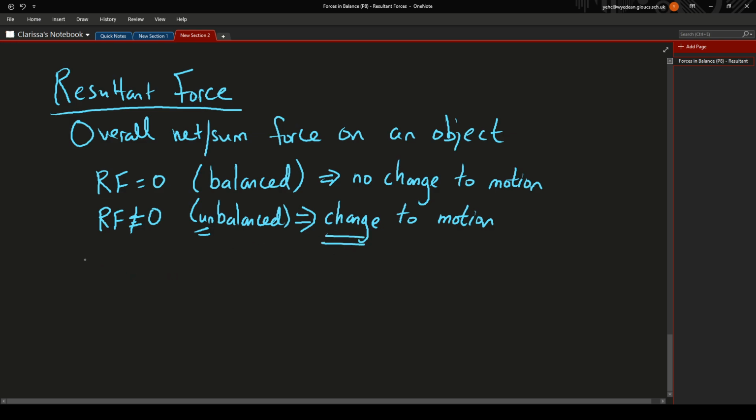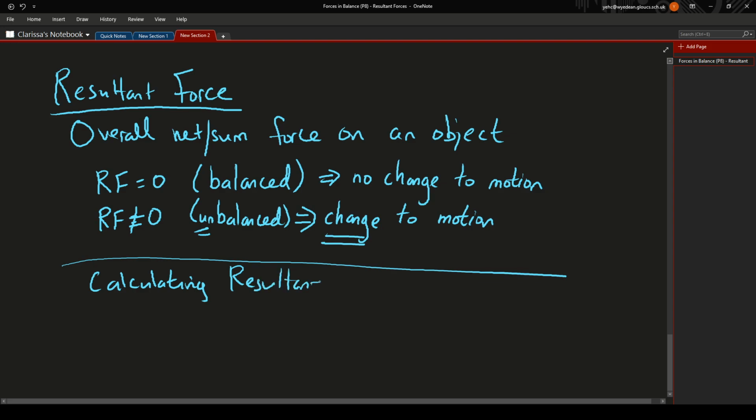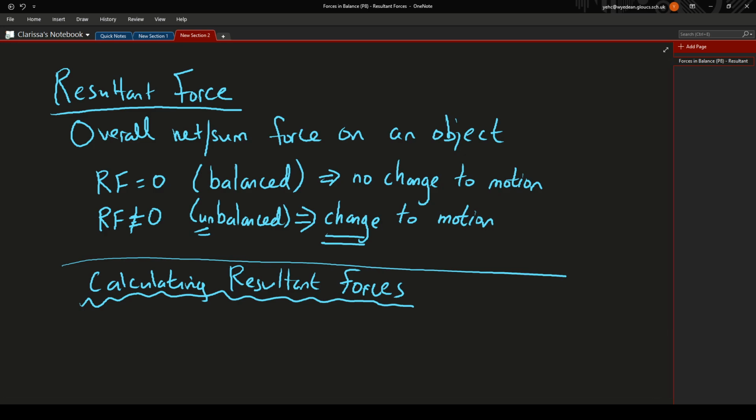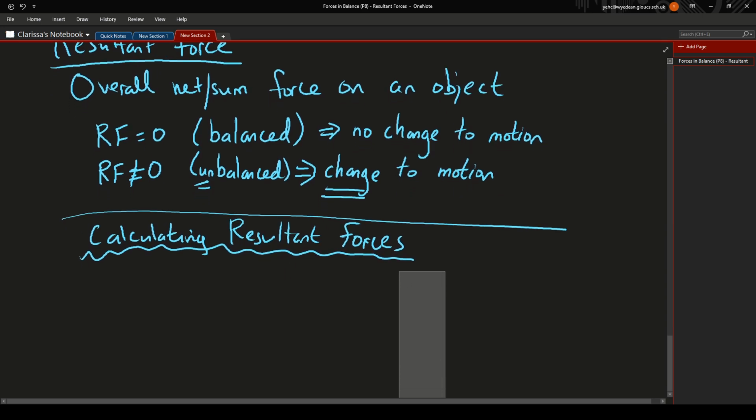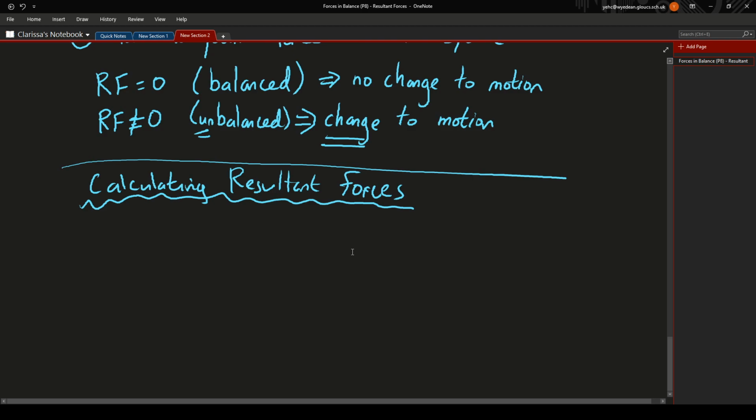We can calculate the resultant force. Next lesson we're going to be calculating resultant forces when they're acting at an angle to each other. But so far, we have multiple ways we can calculate it.